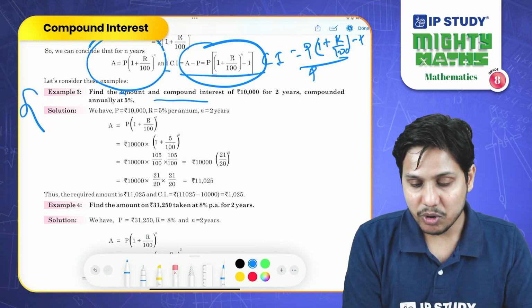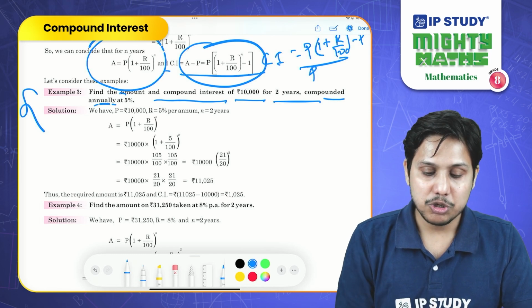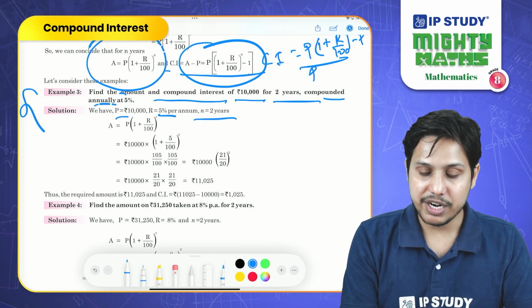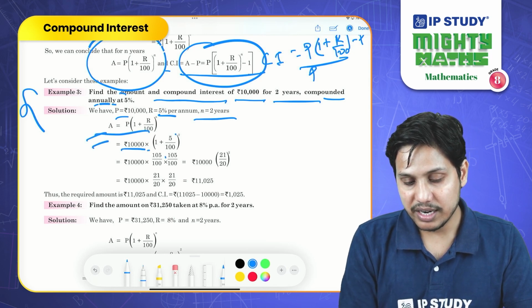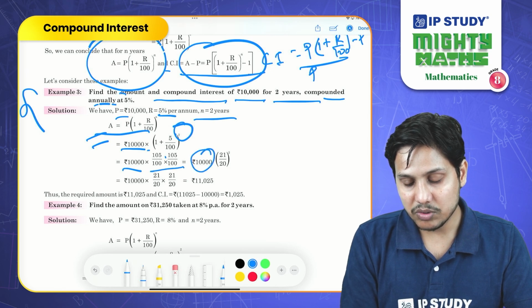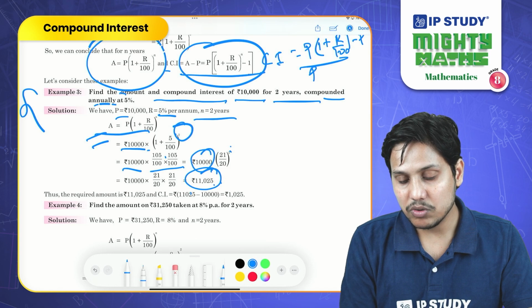Find the amount in compound interest for rupees 10,000 for 2 years compounded annually at 5%. So principal amount is 10,000, rate of interest is 5%, time period is 2 years. Now you use this formula: 10,000 times (1 plus 5 over 100) to the power of n, where n is 2, and the calculation will be 10,000 times 21 over 20 squared, and the final answer will be 11,025.